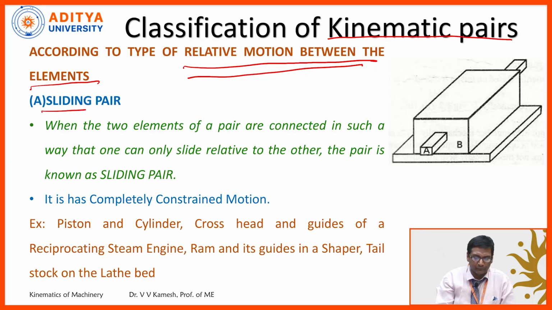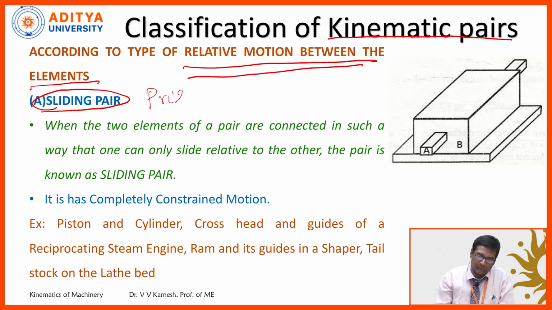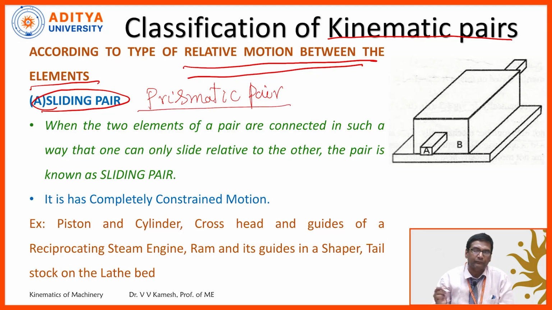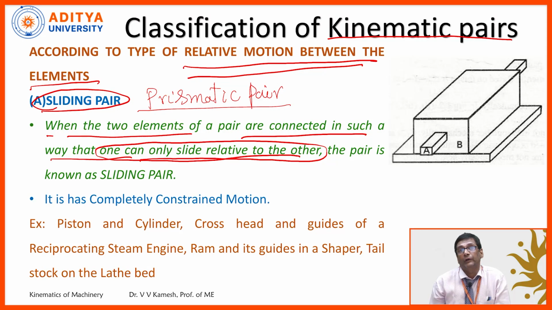So, the first one is the sliding pair. This one you can call by another name, the prismatic pair. Somebody will write it with this name, somebody with the prismatic pair name. Now, identify the definition. When the two elements of a pair are connected in such a way that one can only slide relative to the other, the pair is known as a sliding pair.